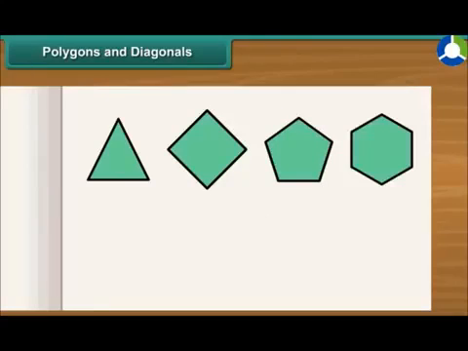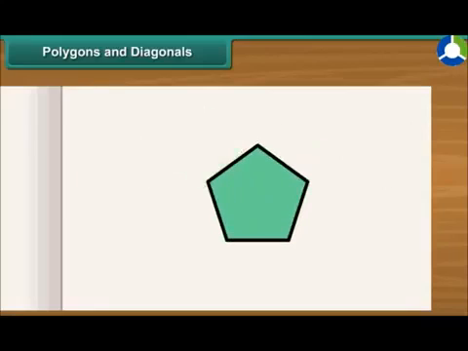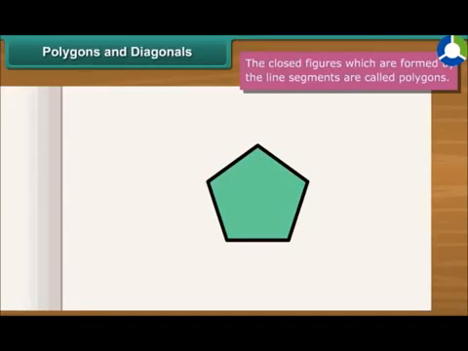Look at these closed figures. These are formed by the line segments. The closed figures which are formed by the line segments are called polygons. The line segment of a polygon is called its side. The point where two line segments meet is called its vertex.